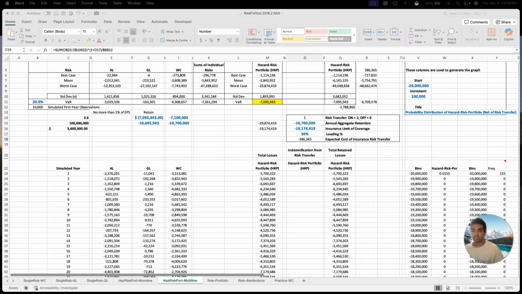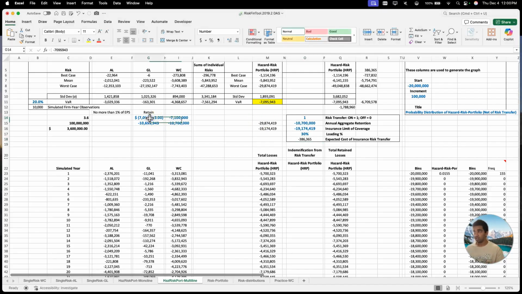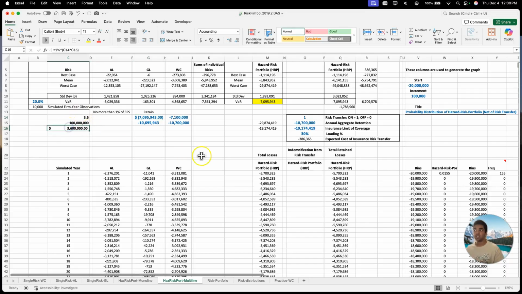We found out what the size of the funded loss reserve was. It was right here, 7.1 million. We found out how much, no more than 1% of earnings per share. And there was 100 million shares circulating, so 1% is 3.6 million. We found out how to calculate the value at risk, and we had 80% funded retention, so that means 20% is outside of our funding, and that means anything higher than that. So we calculated the insurance limit of coverage, 30% loading, and its expected cost of insurance or risk transfer.